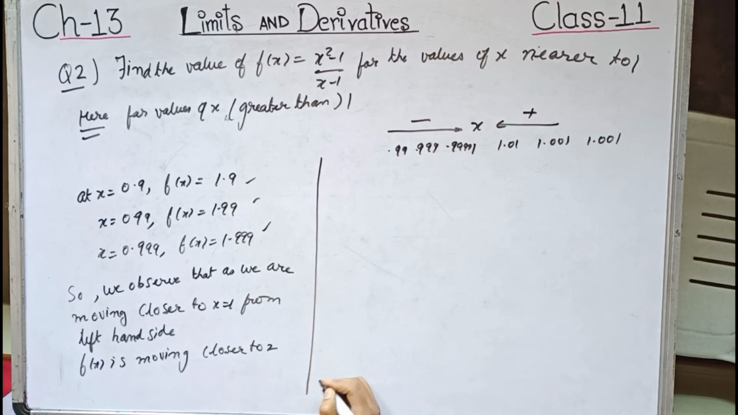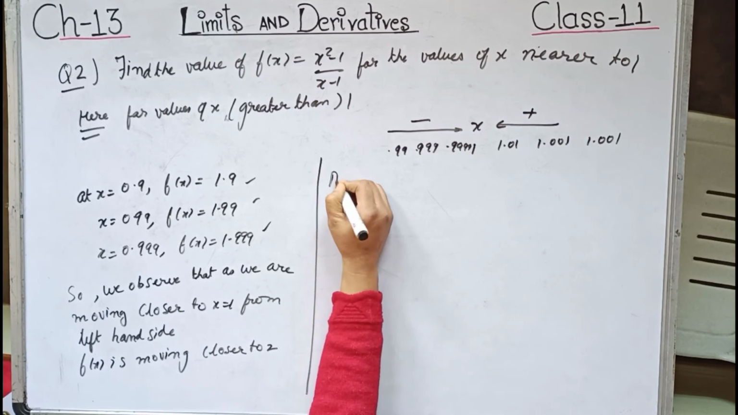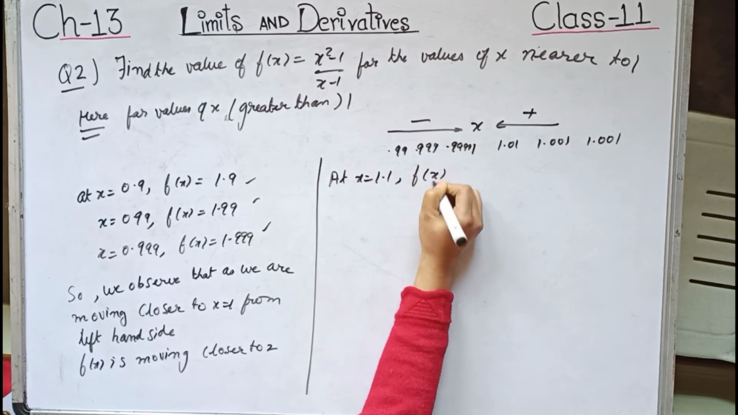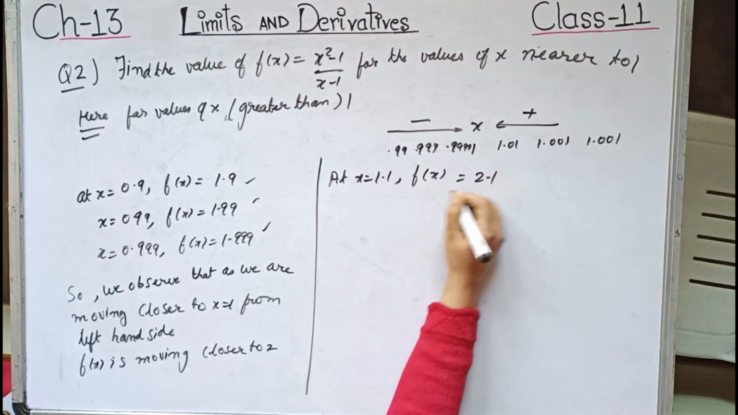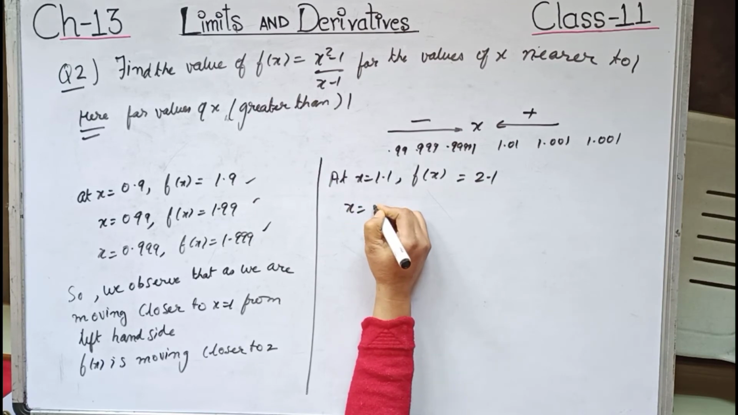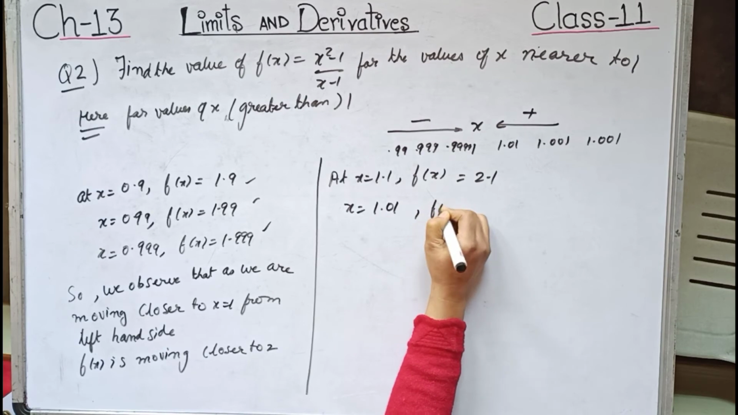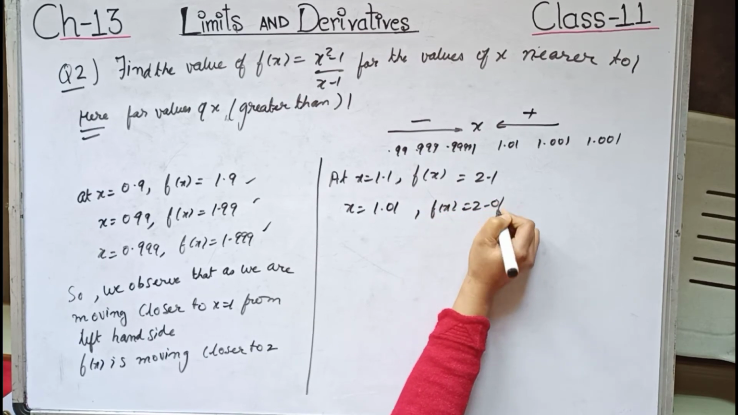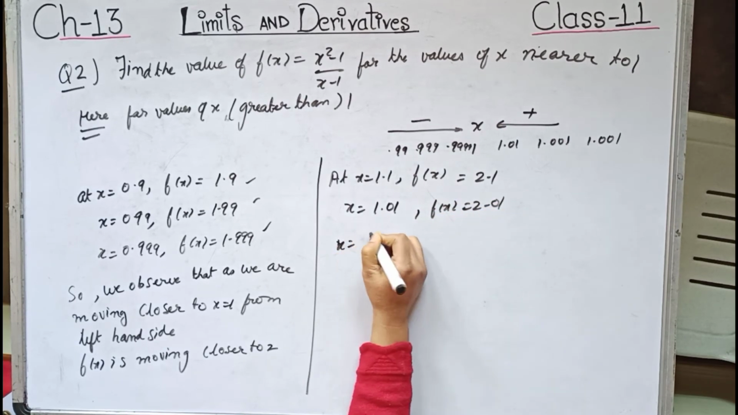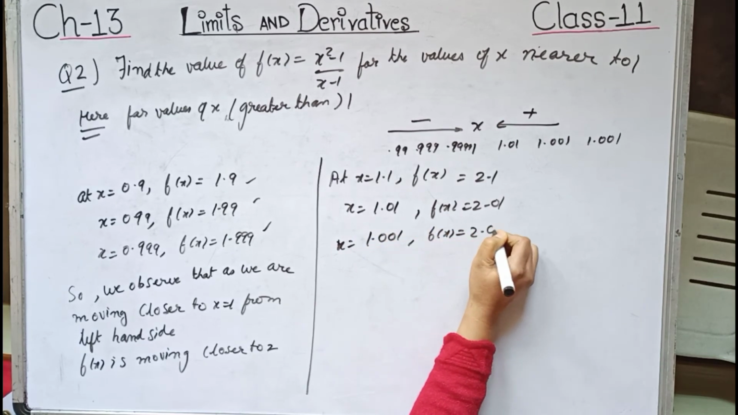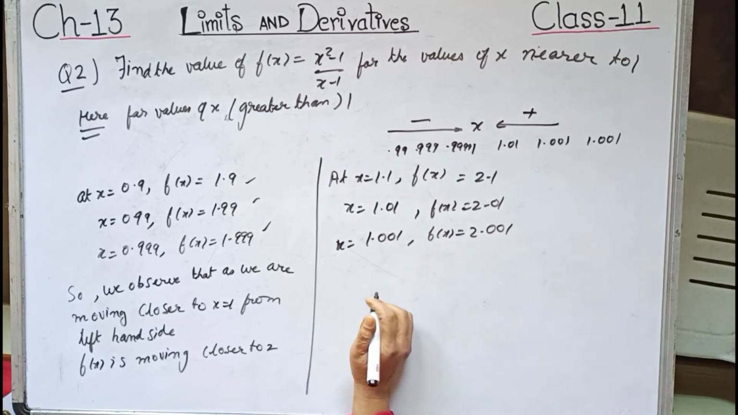Now for right hand side, let us take values a bit more than 1, infinitesimally small, greater than 1. We can take x is equal to 1.1, add 1, f(x) is equal to 2.1, x is equal to 1.01, f(x) is equal to 2.01, x is equal to 1.001, f(x) is equal to 2.001, and so on.